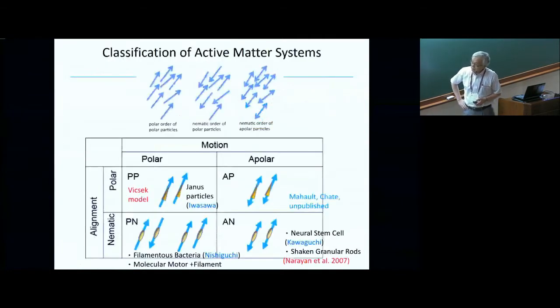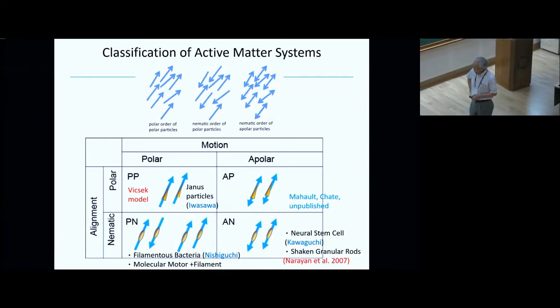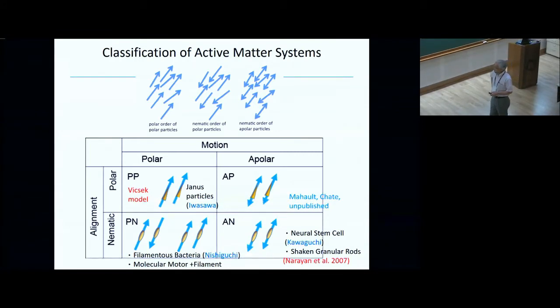And people also found many other systems having different symmetry. For instance, a particle can be polar or apolar. Apolar means a particle can change the direction of motion stochastically, for instance. Also, the alignment interaction can be polar or nematic. So as the simplest classification, we can classify active matter systems by whether the motion is polar or apolar, and whether the alignment is polar or nematic. And the Vicsek model corresponds to this case.